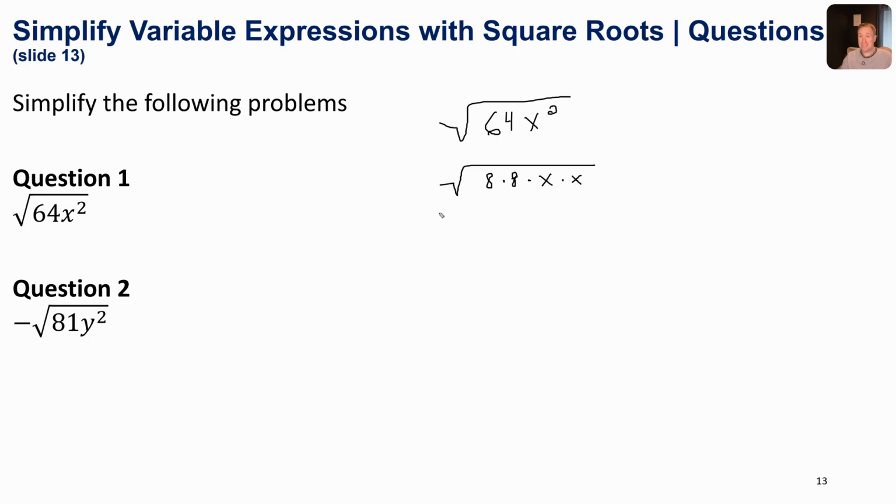Now, once I take the square root of this particular expression, you are essentially eliminating one of the duplicates. So you're eliminating one of the 8's and one of the x's. And then when you rewrite your solution, you would simply write this as 8x here. Okay, and that's it.